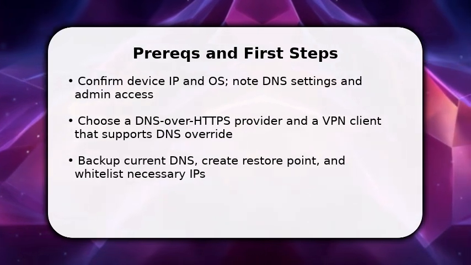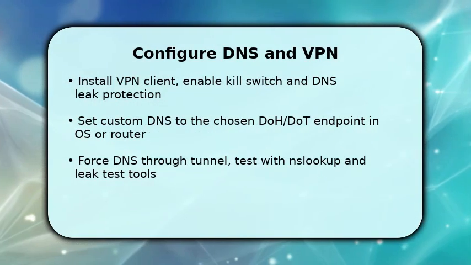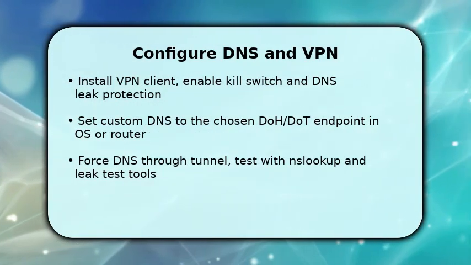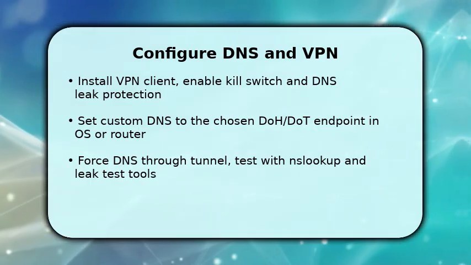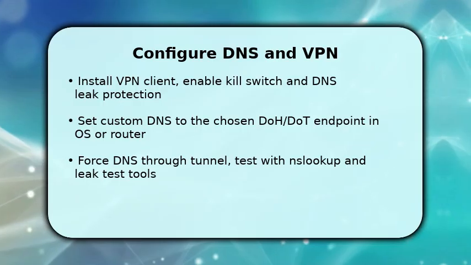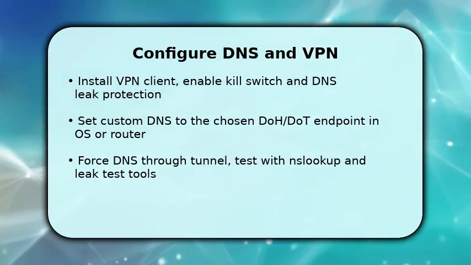You now install and configure the VPN client. Enable the kill switch and explicit DNS leak protection so queries cannot bypass the tunnel. Then, set the custom DNS endpoint, do H or do T, either in your operating system network settings or on the router for network-wide enforcement.